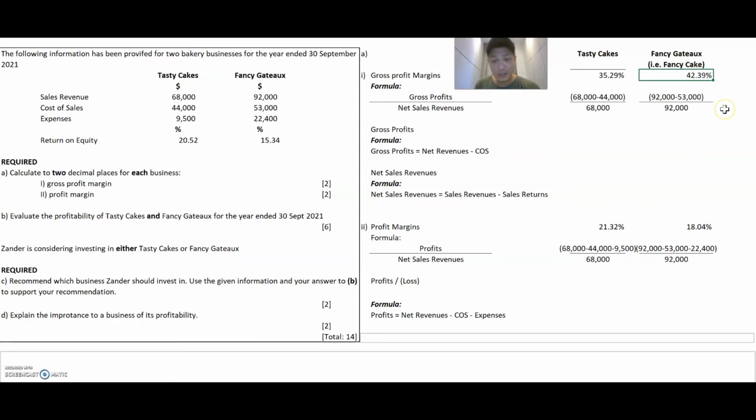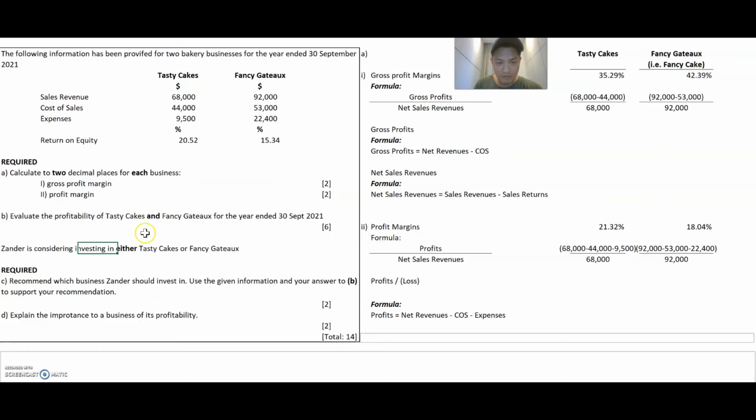On the other hand, Fancy Gâteau's gross profit margin is $42, which implies that the cost of sales is about $58. So the direct cost of the cakes is cheaper than Tasty Cakes in this case. And I'll explain to you a bit what the implications of this is in the later part of the questions. All right, but let's move on at this point in time to the next part of the question.